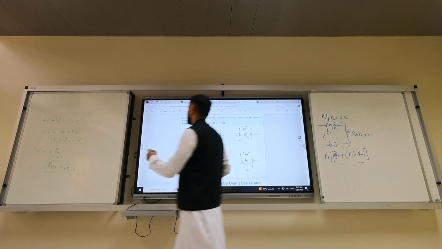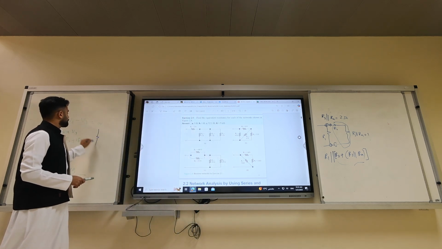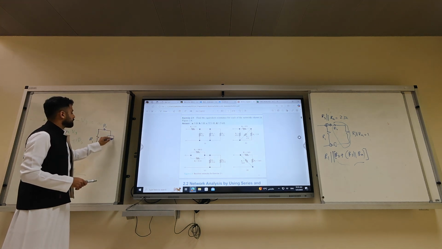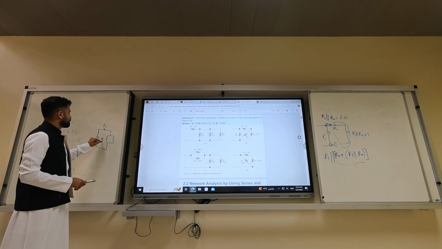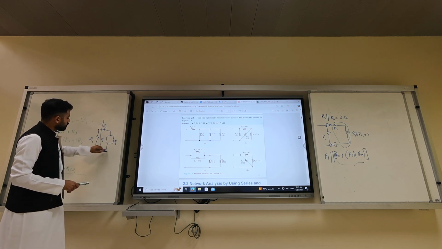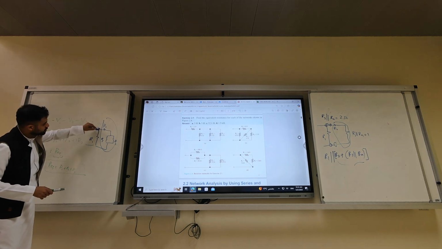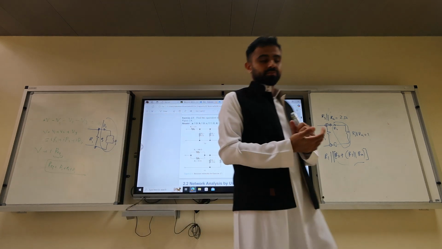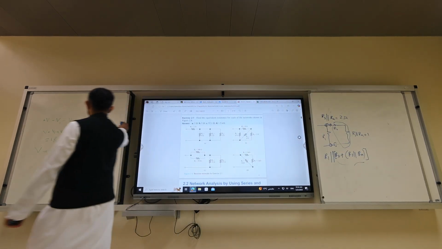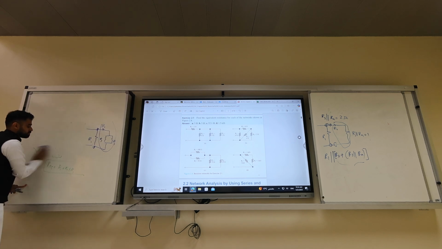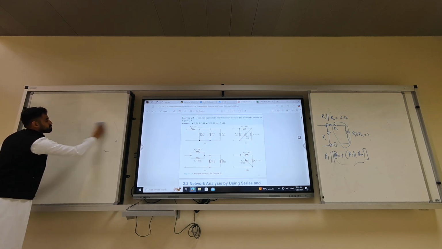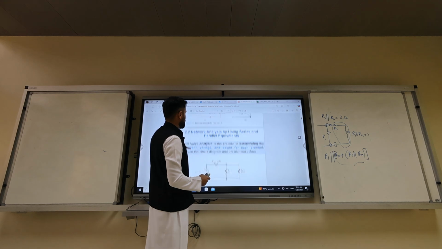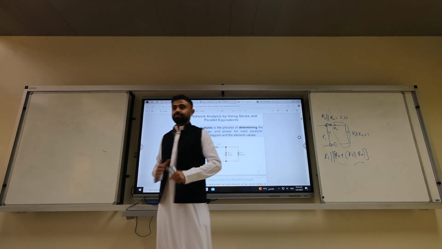So if you have R1, and this is R2, and we said R3 parallel with R4, all of these are in parallel with R1 because they share two nodes. Get it? Any question about the exercise? Done with 2.1?